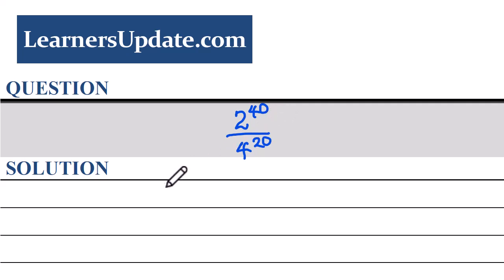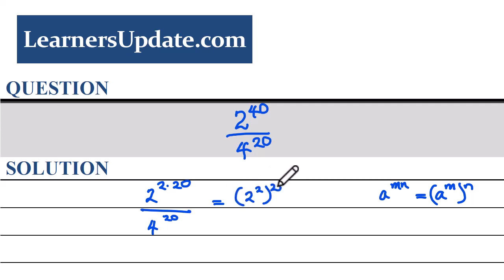Now, 2 raised to power 40 can be written as 2 raised to power 2 times 20. This 20 you can clearly see is also at the denominator. So this is 4 raised to power 20. By law of indices, a raised to power mn is simply a raised to power m, then raised to power n. So this can be written as 2 raised to power 2, then raised to power 20, then divided by 4 raised to power 20.